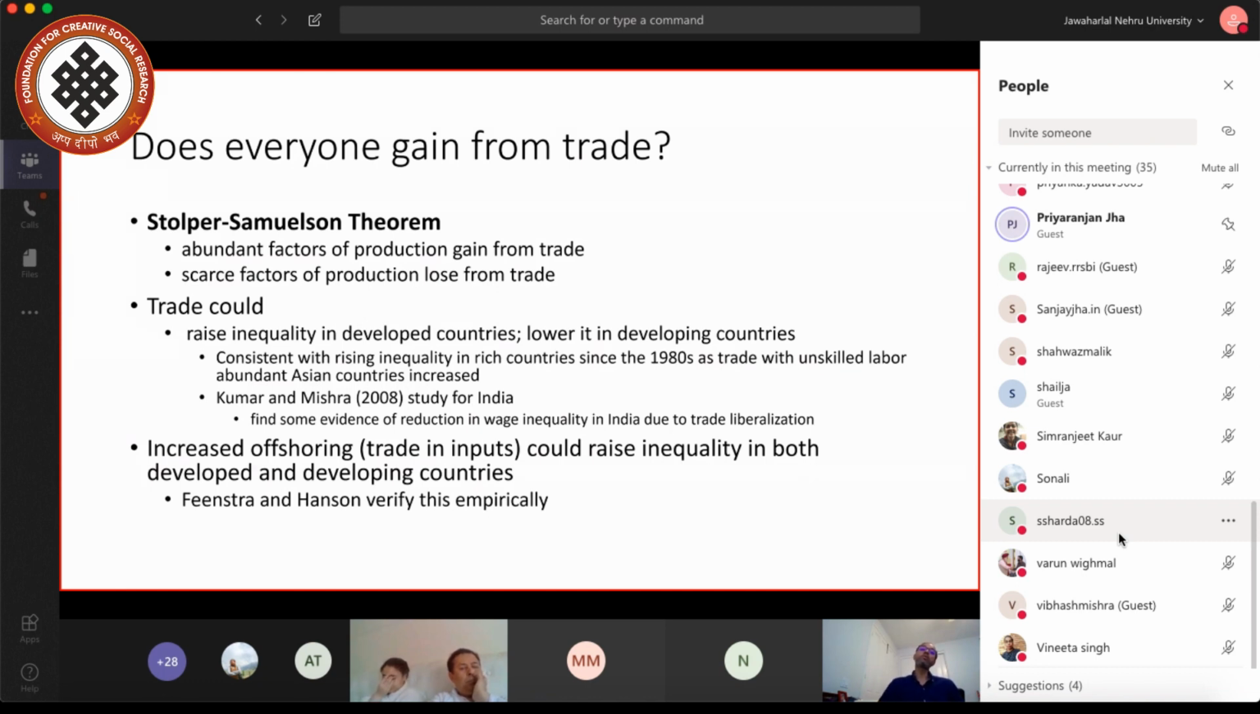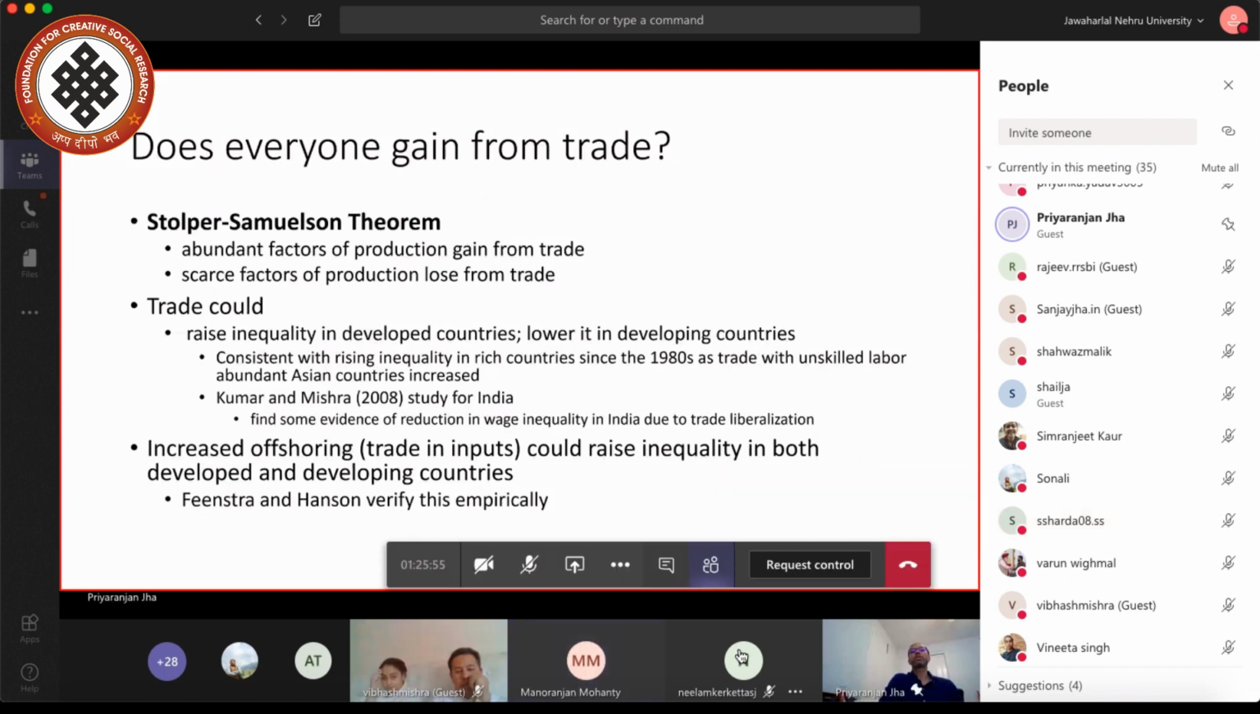However, there's another kind of trade, which is trade in inputs, something that I haven't talked about yet, and that's also called offshoring. What these firms are doing is they are fragmenting their production process, and they're undertaking some part of the production process in other countries, developing countries. So you can think of this trade as buying inputs from abroad as well. This kind of trade is called offshoring.